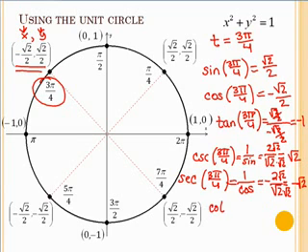Cotangent, last one, of 3 pi over 4 is 1 over tangent. 1 divided by negative 1 is still just negative 1.